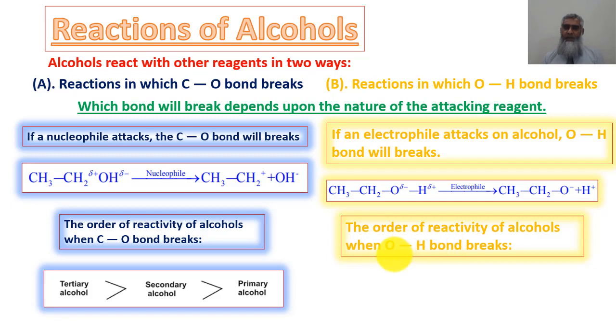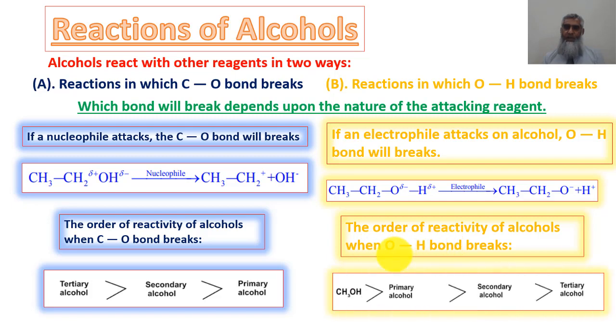The order of reactivity of alcohols when electrophile attacks the alcohol and oxygen-hydrogen bond breaks up will be opposite to the reaction in which nucleophile attacks the alcohols. Here primary alcohols will be reactive and tertiary alcohol will be the least reactive or stable. Among primary alcohols, methanol will be the most reactive one and then all other primary alcohols. Secondary alcohol will be less reactive, and then tertiary alcohol will be the least reactive, which are stable alcohols.